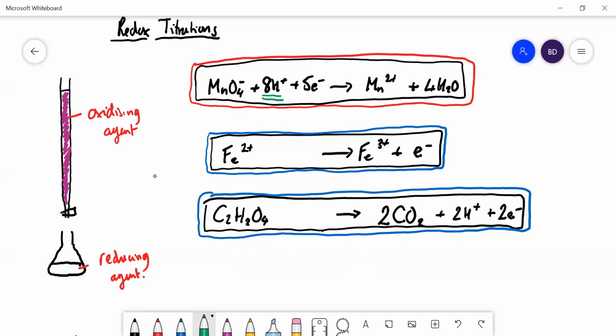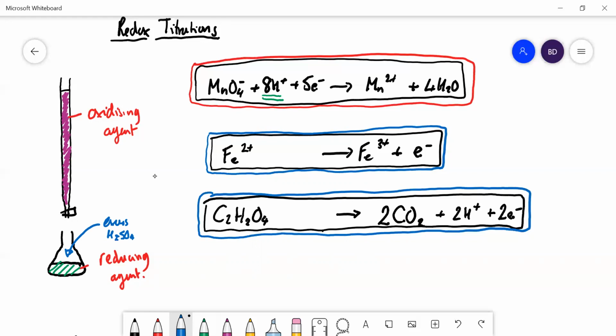So normally what you do is you prepare your reducing agent, first of all, into the conical flask. So there's your iron 2, and then you add some sulfuric acid, usually excess sulfuric acid, and you don't need to measure that accurately. You just usually do it with a measuring cylinder, and put some in there and then start the titration. But you do need acid there.